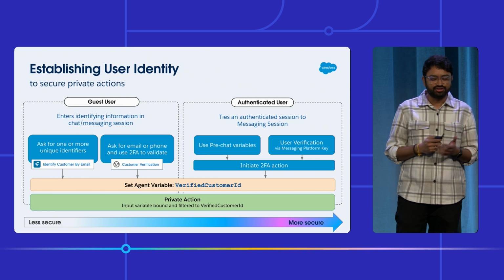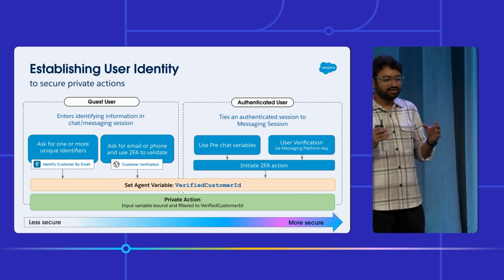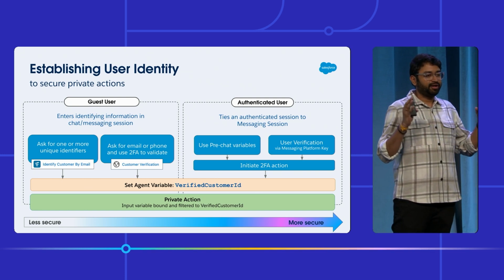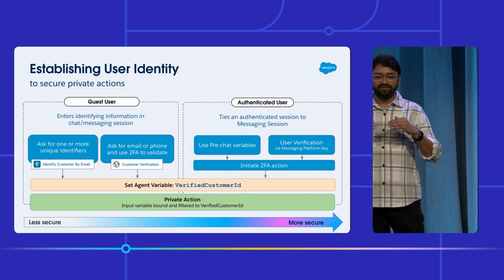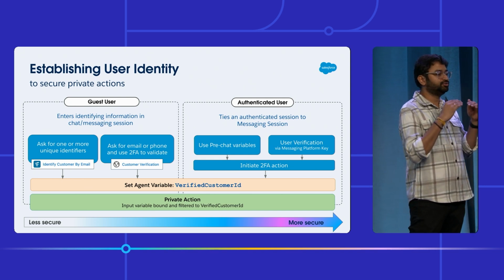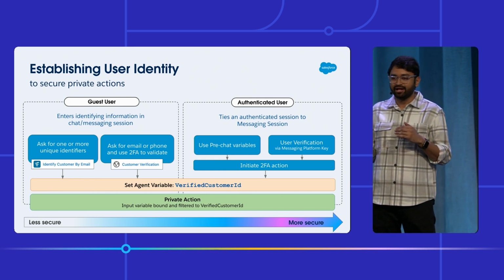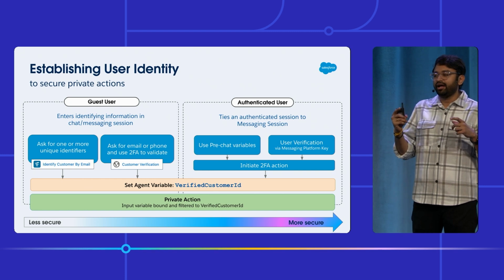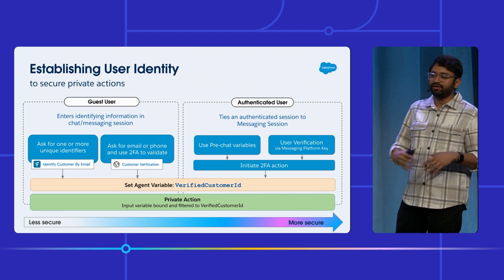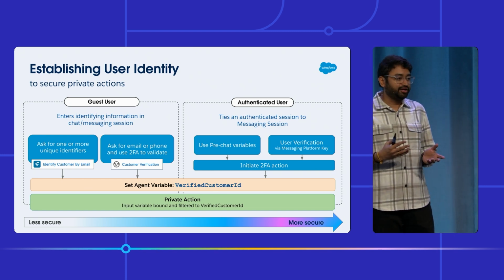Now, quickly wrapping up, there are multiple ways in which you can establish user identity. Take a picture. We'll also share these slides. But just know that whatever you do, it is important that you set the value of variables and only use those variables in your subsequent actions. Do not directly rely on any other mechanisms, even if you know who the authenticated user is.